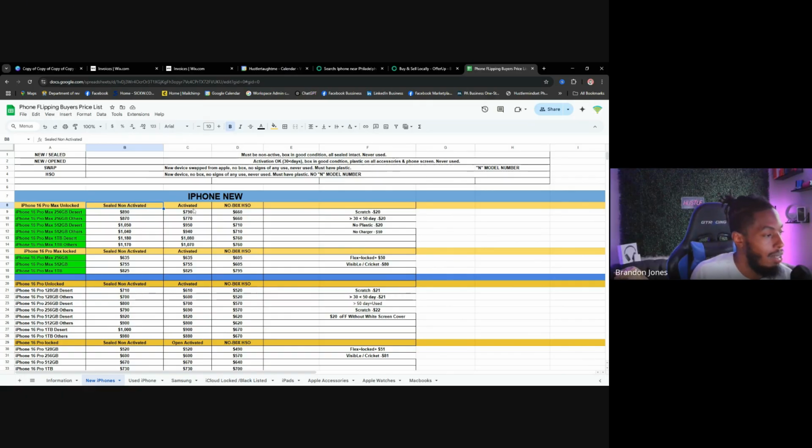Then you have activated, which is self-explanatory: a device that is not sealed, and activated. So with AT&T or T-Mobile, if it has the white paper on the phone but the box is open, it's in the activated tab. And then you have no box, headset only. That is a device that has no box, but it is brand new. Sometimes you'll run across these with insurance claims, or you'll have somebody who oddly doesn't have the box. That's what the no box HSO is.